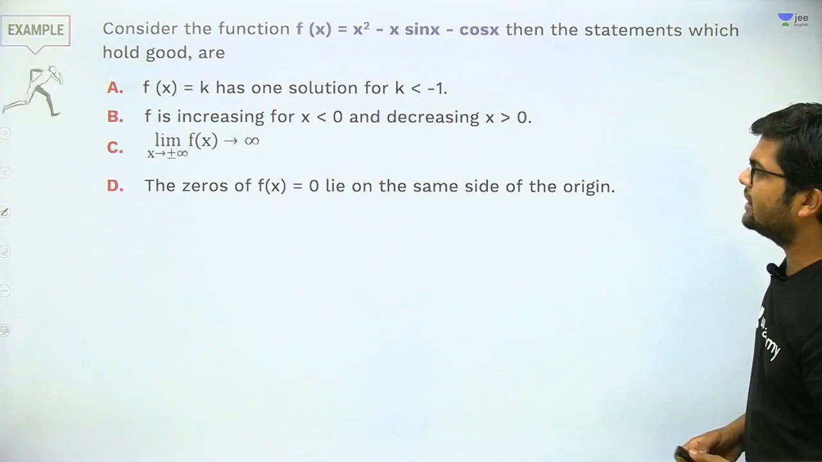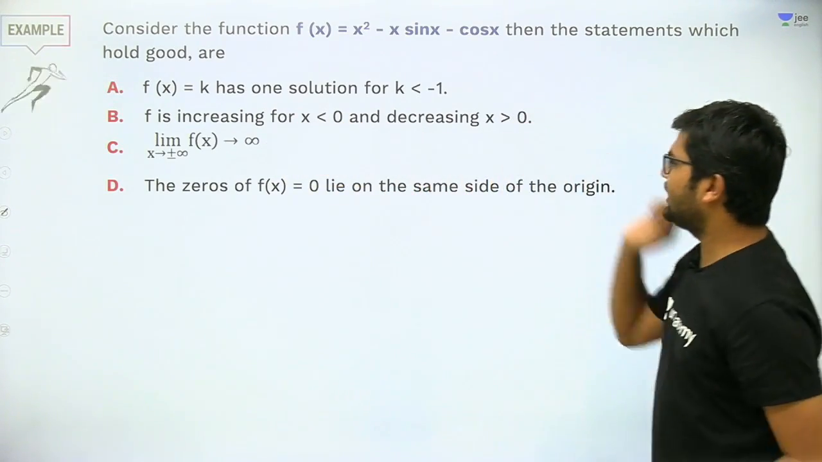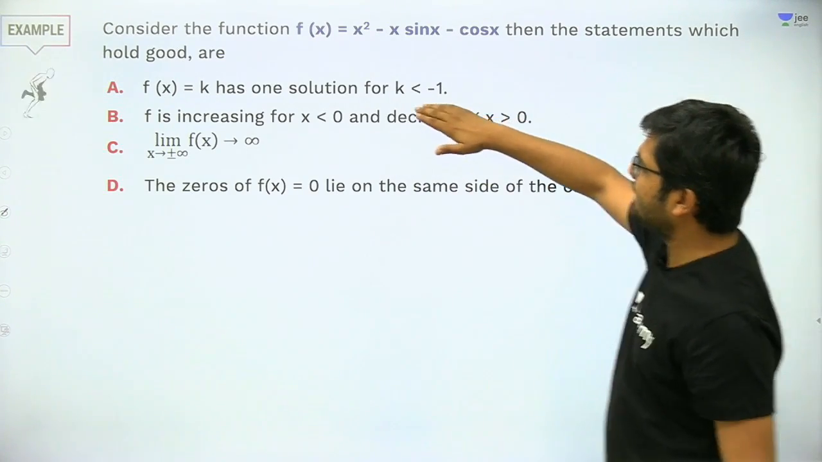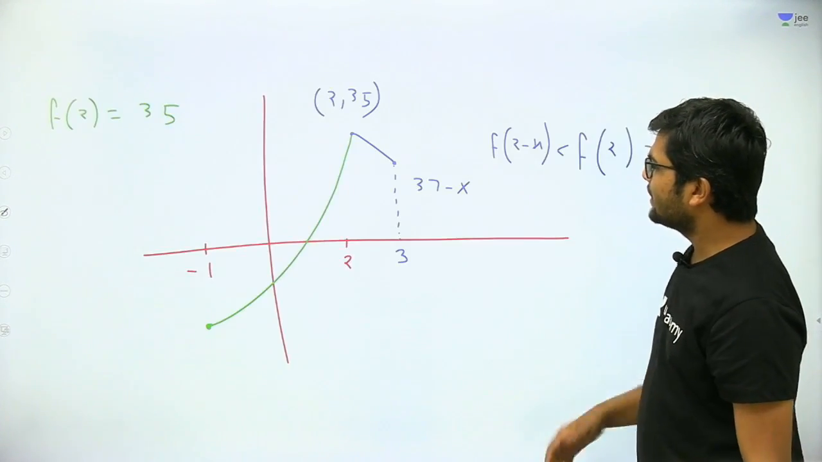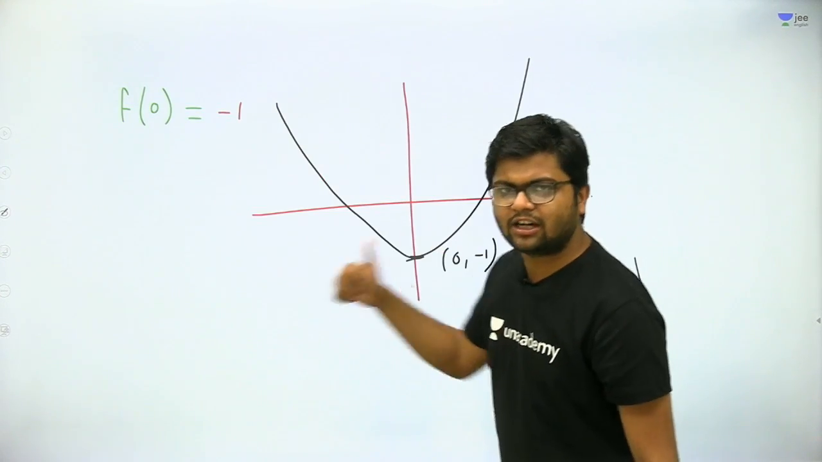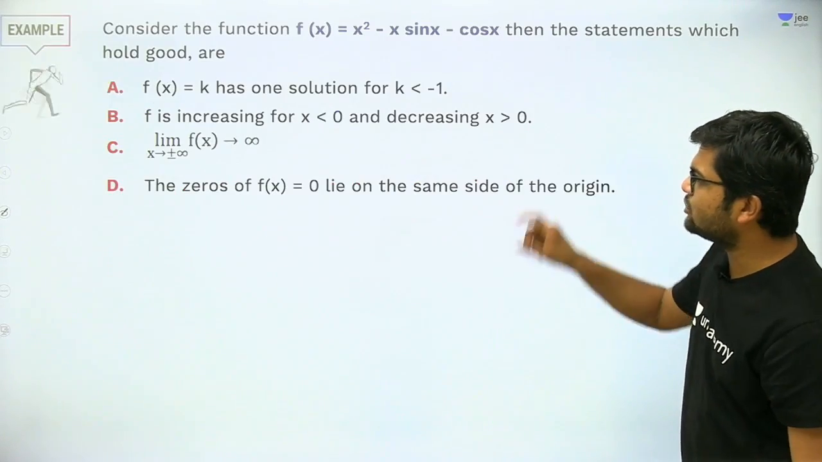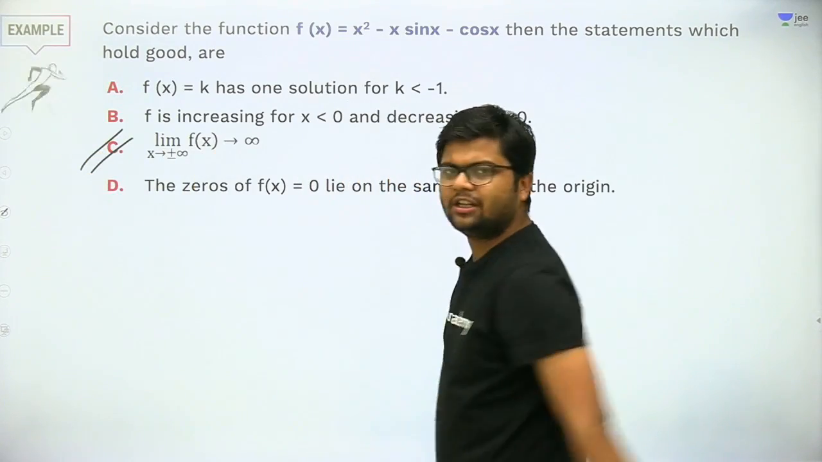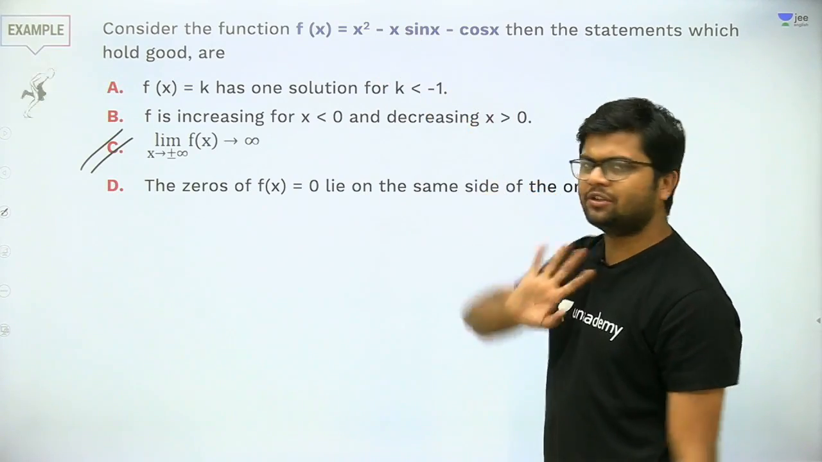Now what the question has asked us: it is increasing for x less than 0 and decreasing for x greater than 0? No, statement B is false. And f(x) equal to k has one solution for k less than -1? No, this one is also false, because if k becomes less than -1, then that line will not cut the graph at any point. Therefore that statement A is also wrong. Statement C is true, that as x goes to infinity or minus infinity, at both times this function approaches infinity.